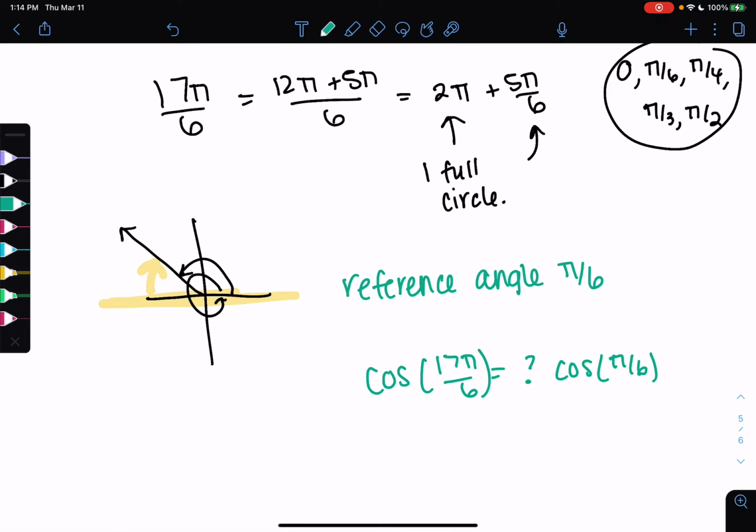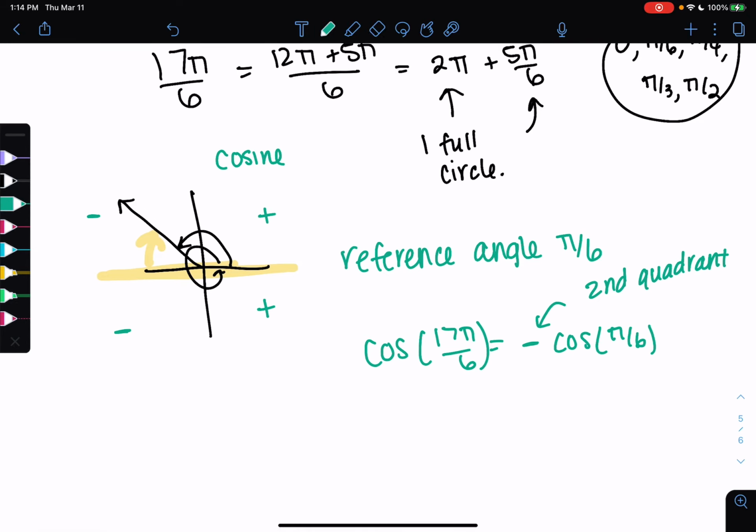So how do we decide positive or negative? We look at the quadrant. So we learned that cosine is the x values, so cosine is positive on the right and cosine is negative on the left because it's the x values. So cosine of 17 pi over 6 will equal negative cosine of pi over 6. So it's really important that we draw the graph. It really helps us visualize what's going on. And then what else? Now we just need to figure out cosine of pi over 6.